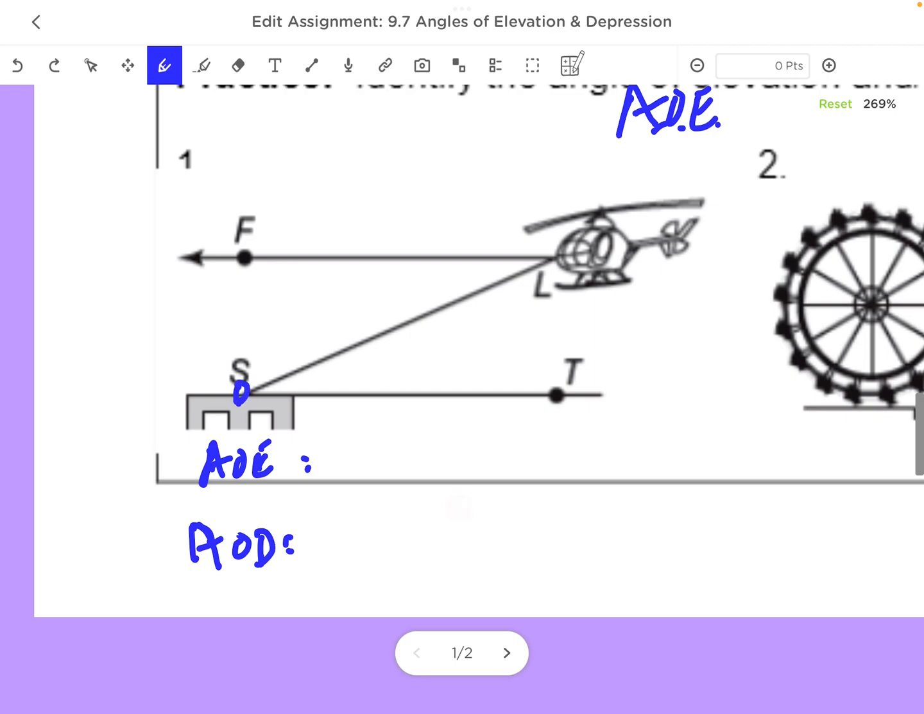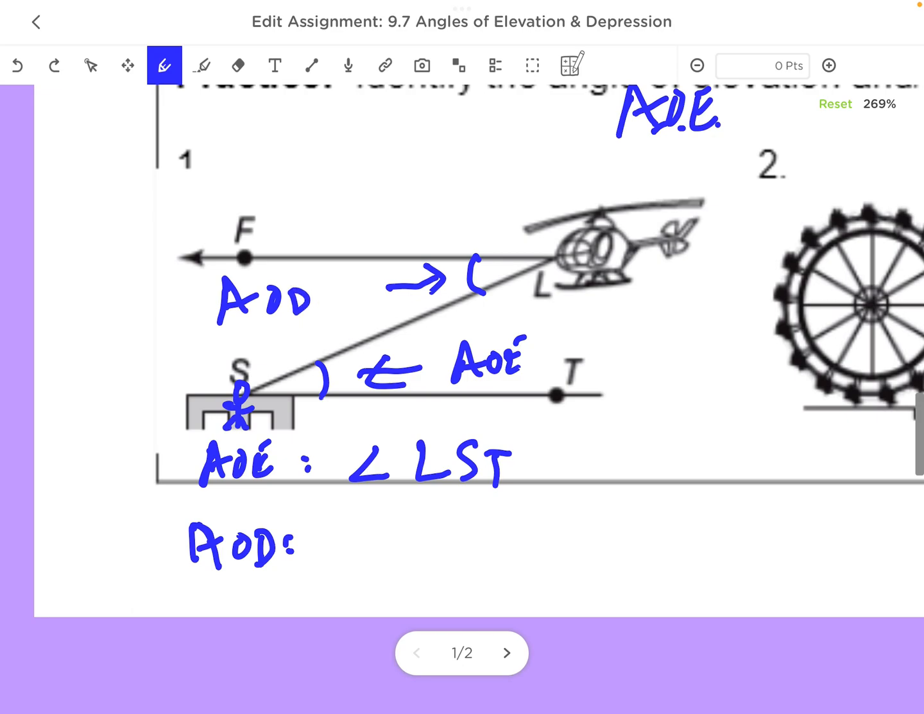All right, so if we're looking right here, the angle of elevation would be right there. So that would be from LST. So angle LST. All right, thinking about that, what would be angle of depression? Okay, so if we're right over here, if we're looking down, we start from this horizontal, right? That's going to be the angle of elevation, and this is the angle of depression. We're going to call that FLS. Angle FLS.